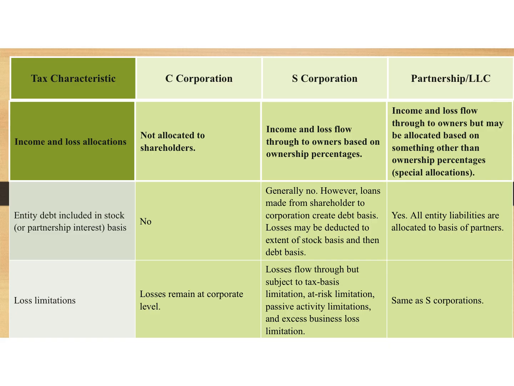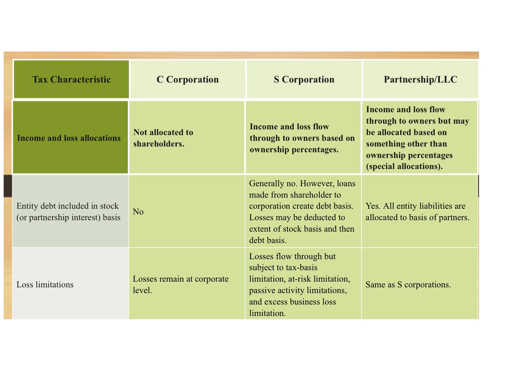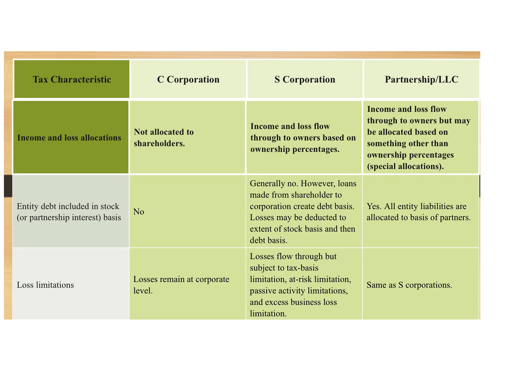All right, so now let's go back to our chart of comparisons and talk about a couple of different tax characteristics and differences between C corporations, S corporations, and partnerships. Let me see if I can shrink this just a little bit. There we go, that's a little better. All right, so income and loss allocations.